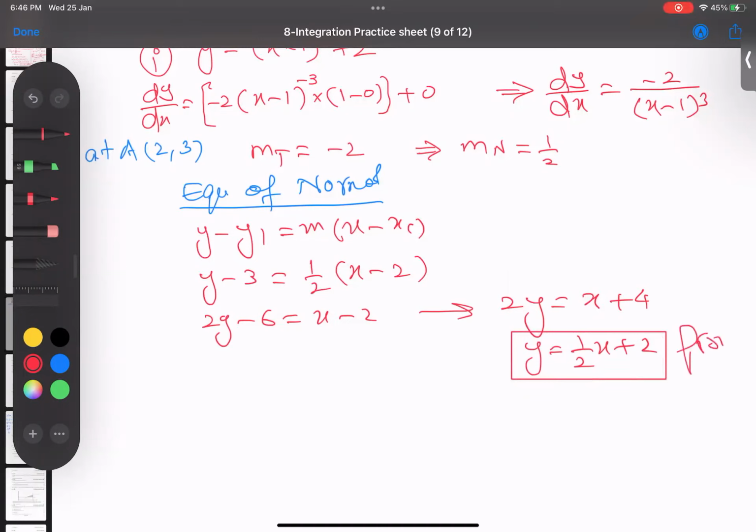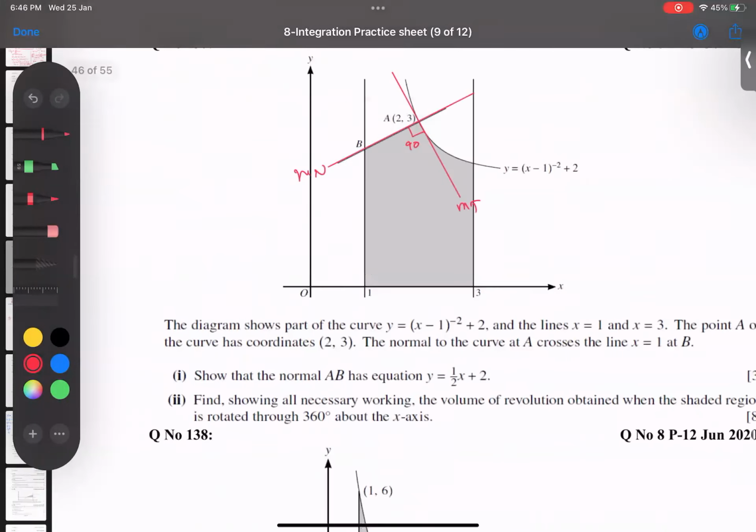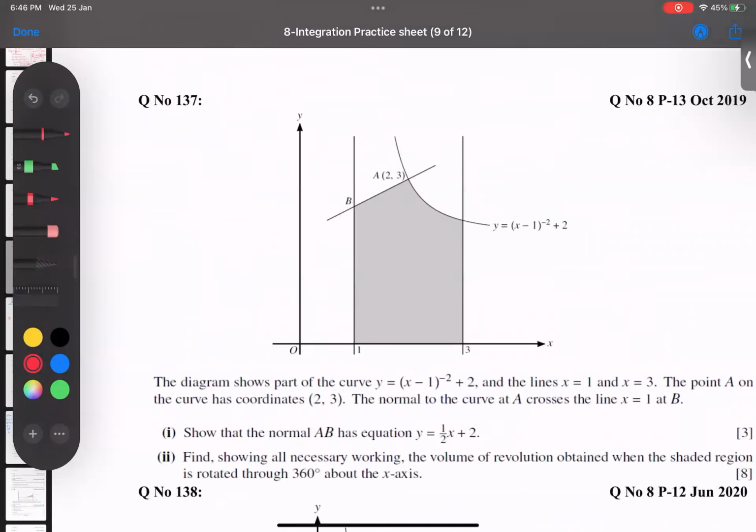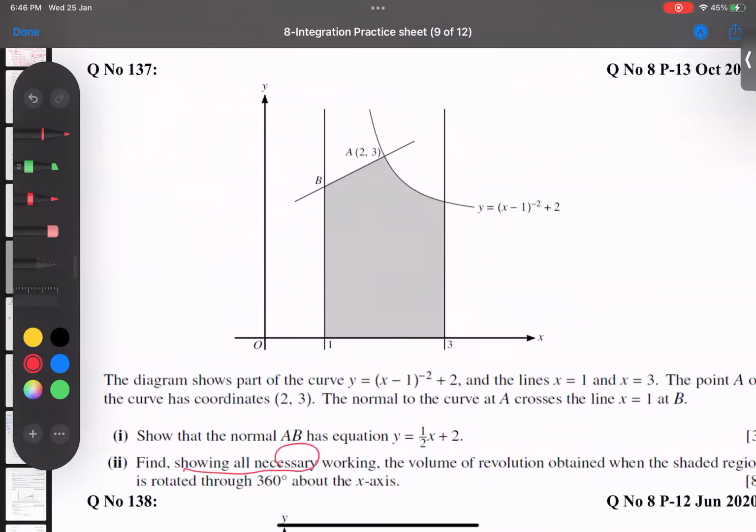He was asking us to prove the equation of the normal, and we have finished it. Alhamdulillahi Rabbil Alameen. Let's go for the next part. This part is done, and the next part is what he's asking for: to show the volume of revolution.